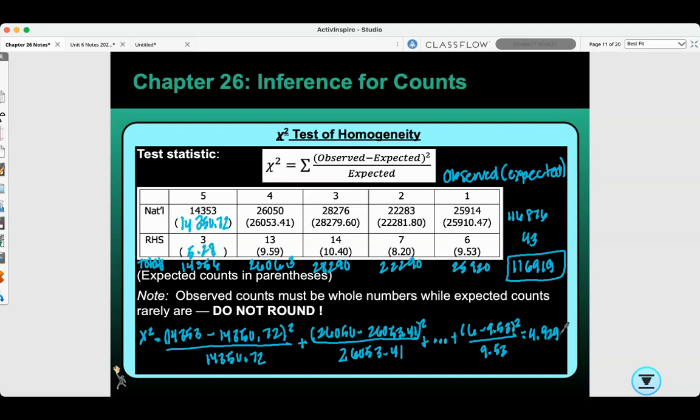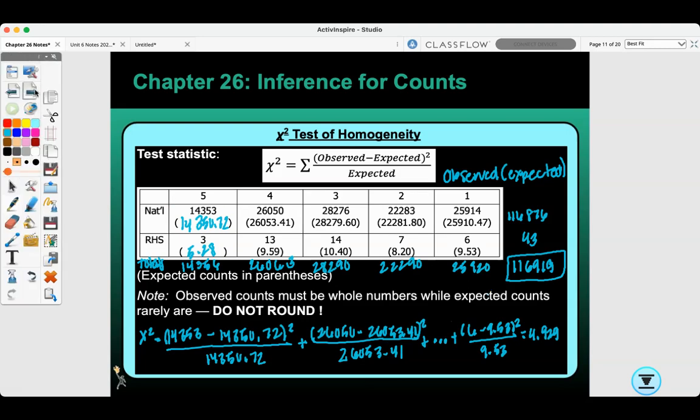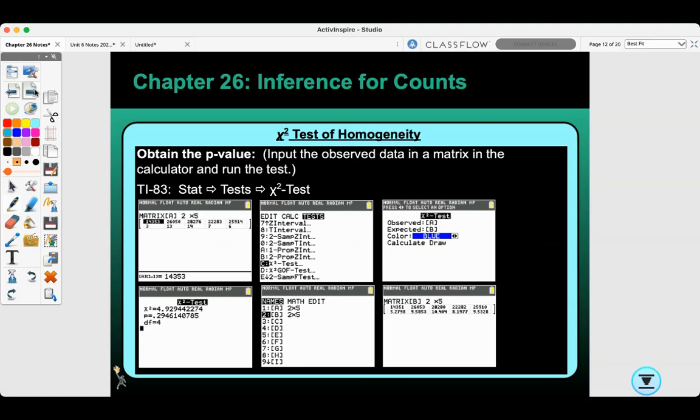You do have to show this work, even though your calculator will find this value for you. You don't have to write every individual one. You can start with the first two, go to the last one. So to obtain the p-value and your chi-squared statistic, you want to input the observed data in a matrix in the calculator and run the test. So here I put my observed values in a 2x5 matrix. To find matrix, it's second in the inverse key on your calculator. After you input your values, you're going to go over to test by pressing the stat key, go down to C, which is the chi-squared test.